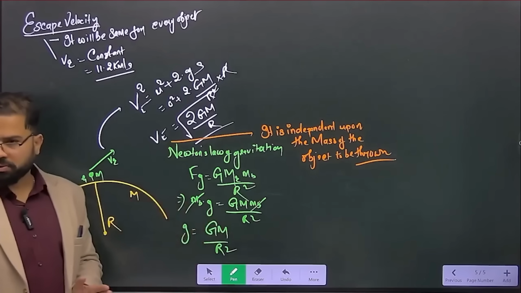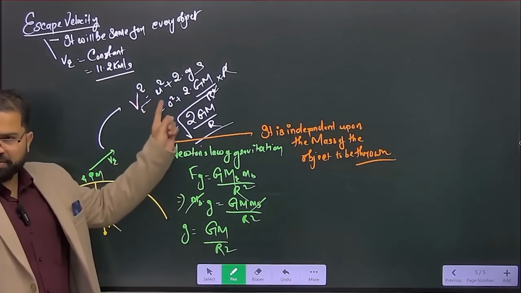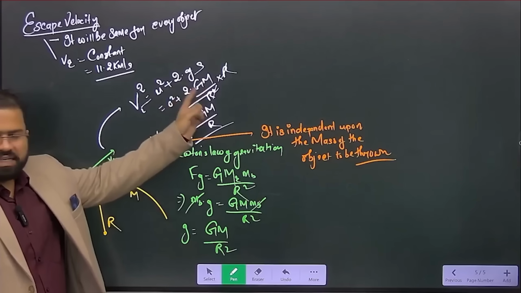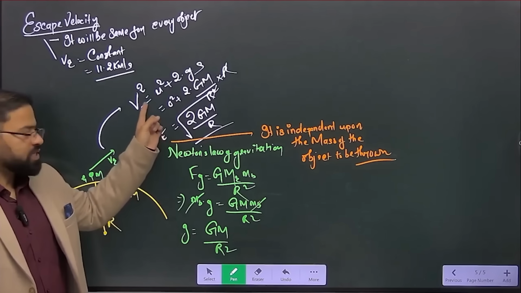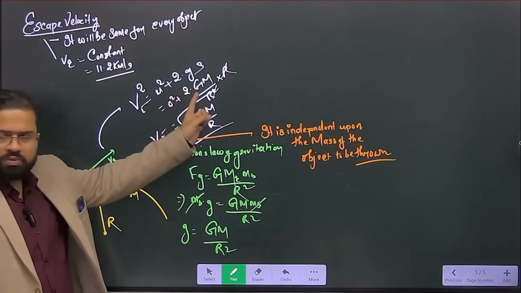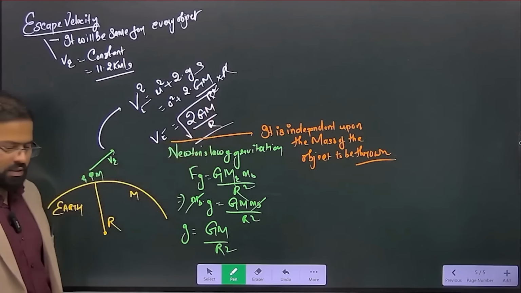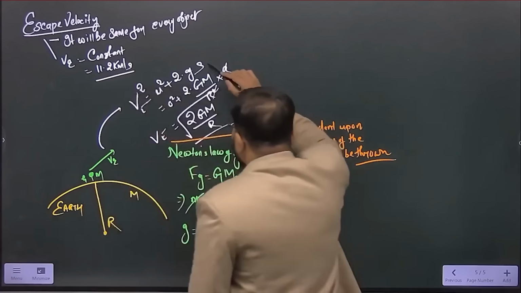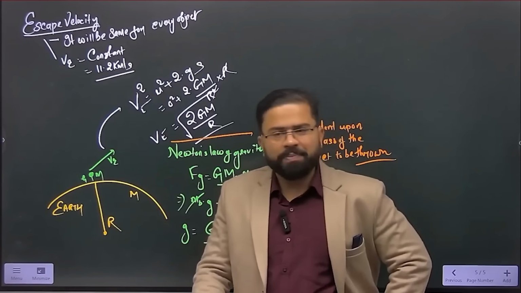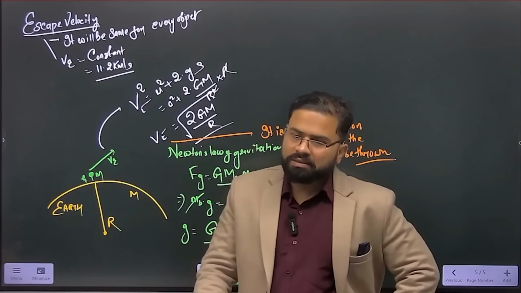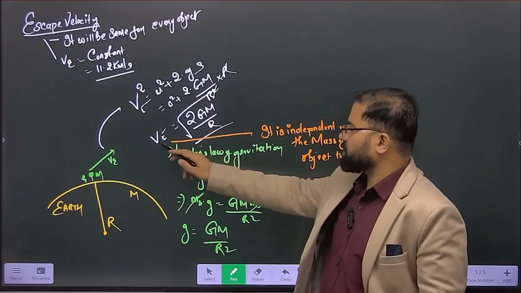Now we have Newton's laws of motion. Through this Newton's law of motion, there are certain equations. Final velocity square equals to initial velocity square plus 2gs. Initial velocity is 0. Final velocity, what we want? Escape velocity. Escape velocity square equals to 2, substituting the value, g s, where s is the distance. In this particular case, we have considered the distance to be the radius of the earth. This square cancels.